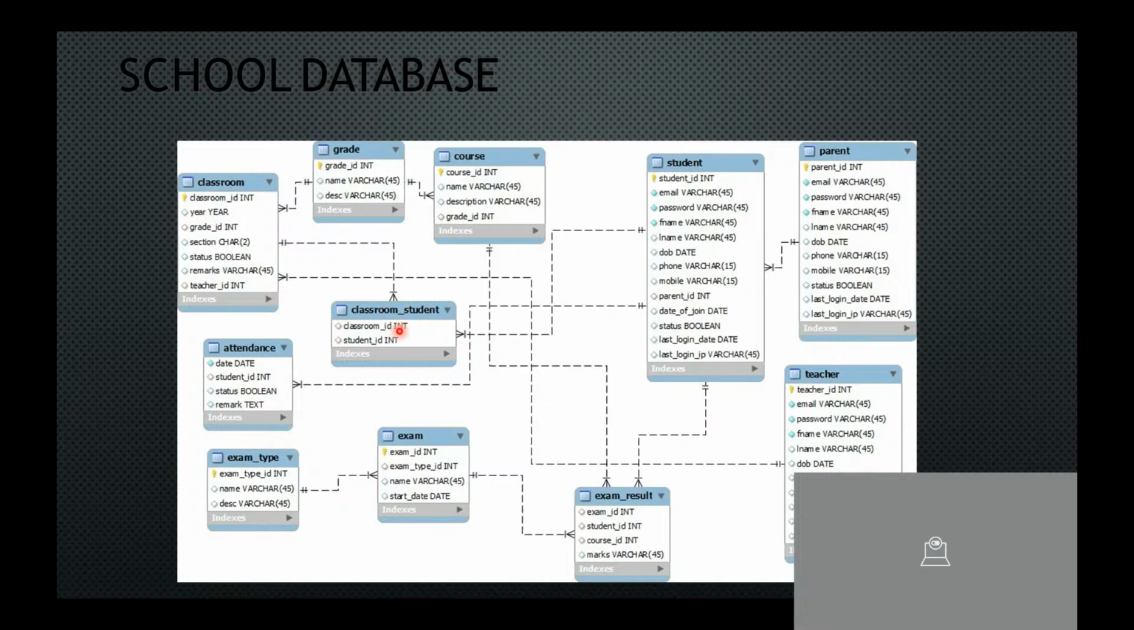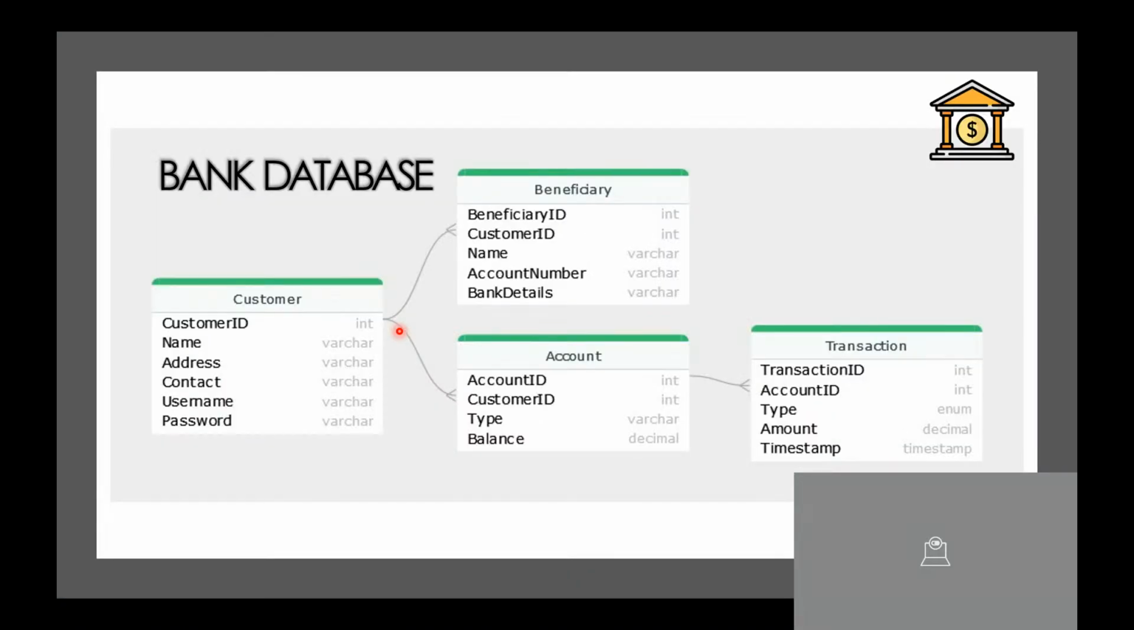Similarly, there is a bank database. If you have an account in any bank, then you have a unique customer ID, your name, address, contact, and a username and password given to you for opening the online platform. And the beneficiary database: suppose you want to send money to another person, then you have to add a beneficiary name, account type, whether savings or current, and the transaction type. These are the bank database.